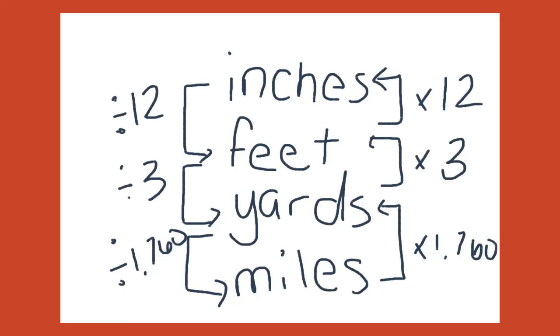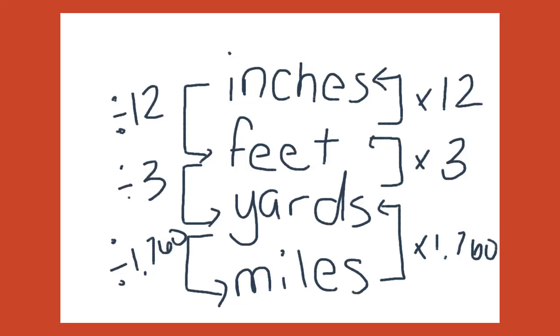Again, I can go the other way to check my work. If I'm given 2 yards, I start with what I know, 2 yards, and I've got to make my way up to inches. So to go up, my instructions are to multiply by 3. 2 times 3 is 6. So there are 6 feet in 2 yards.